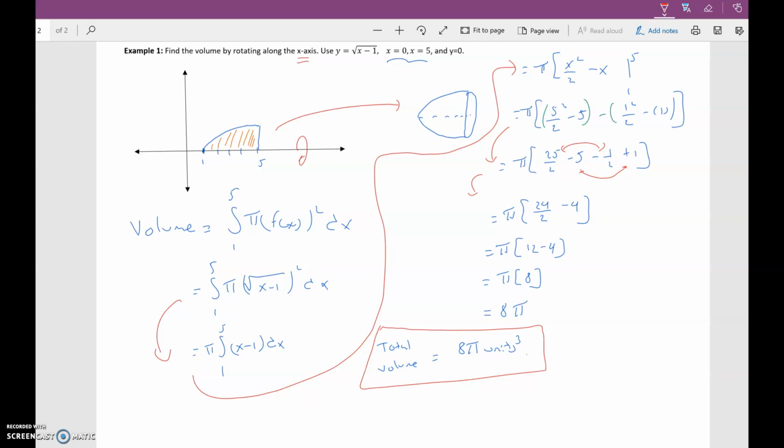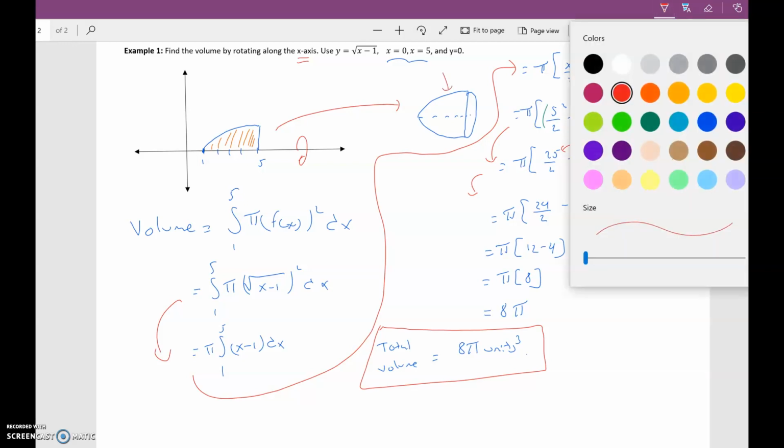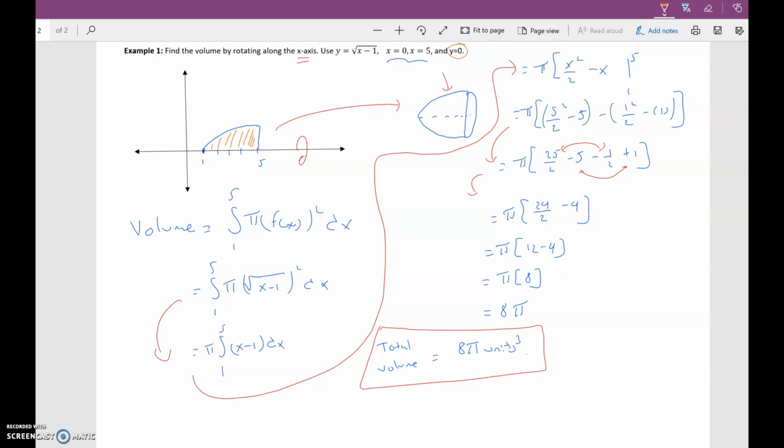That represents the volume of the function square root of x minus 1, if you're looking at the bounds between 0 and 5 and revolving it along the x-axis. So that would be that volume. For these problems, if y equal to 0 is not mentioned, you're only looking at the first quadrant. They're implying that 0 is the lower bound of the area.